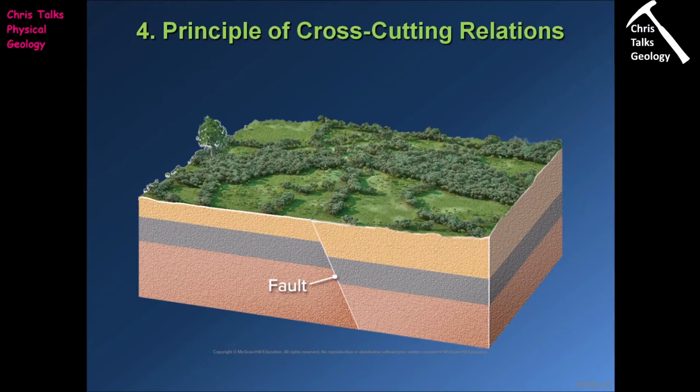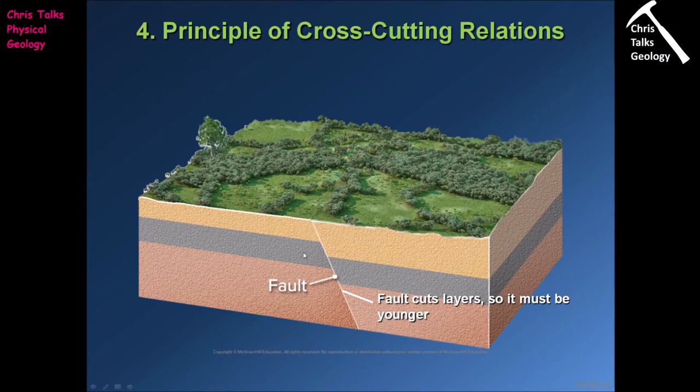The next principle is the principle of cross-cutting relations, also sometimes called the principle of cross-cutting relationships. And this simply says when we have a feature, in this case a fault, that's cutting through a sequence of rocks, this feature must be younger than the rocks which it is cutting. So if we look here, we can quite clearly see we have our fault. So if you remember, a fault is where we have a crack in our sequence of rocks, and the pieces of rock either side of that crack have moved relative to each other.